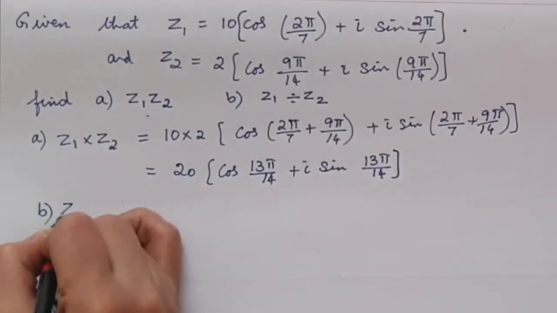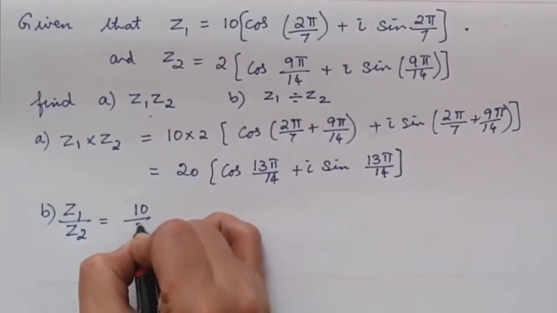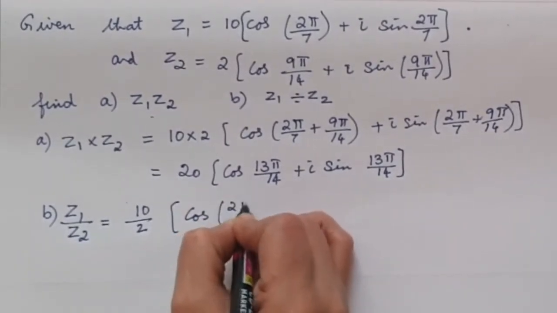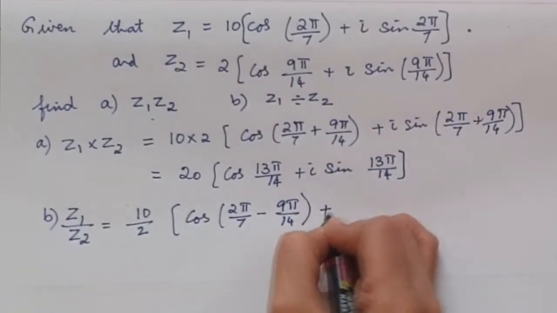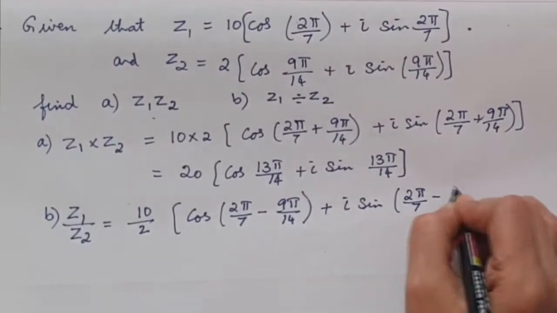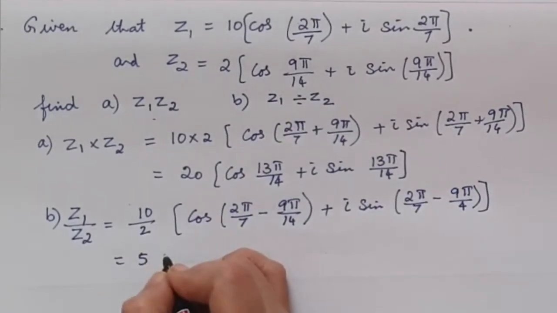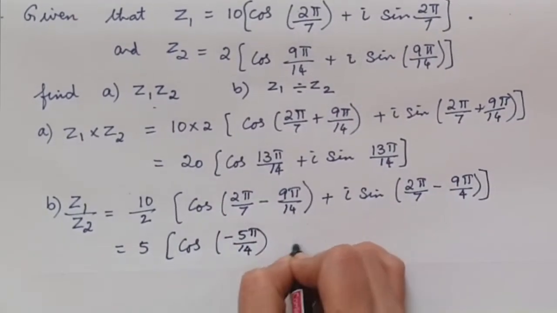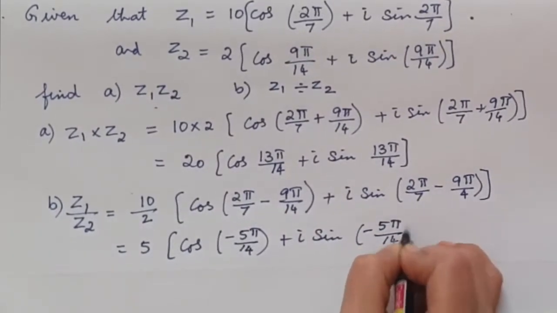Now the B part, z1 divided by z2. That will be equal to this divided, the magnitude, then the arguments we subtract. Cos of 2 pi over 7 minus 9 pi over 14 plus I sin 2 pi over 7 minus 9 pi over 14. So this is 5 cos of minus 5 pi over 14 plus I sin minus 5 pi over 14.